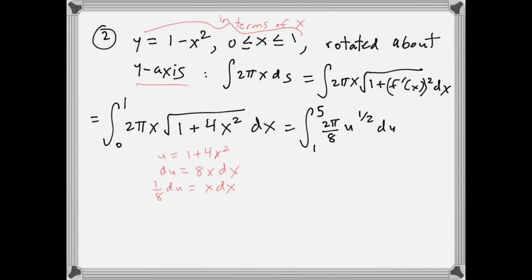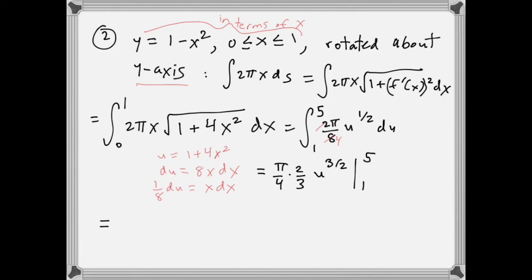So what does this give us? I know that that's pi over 4, right? I have a pi over 4 here. And then I know that if I do the power rule on that, I'm going to get 2/3 u to the 3/2. So there's my 2/3 u to the 3/2, and I'm going from 1 to 5.